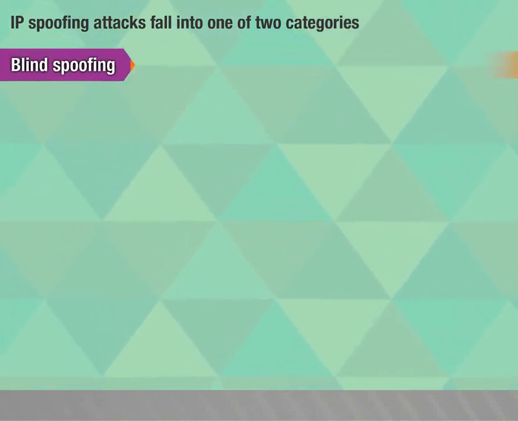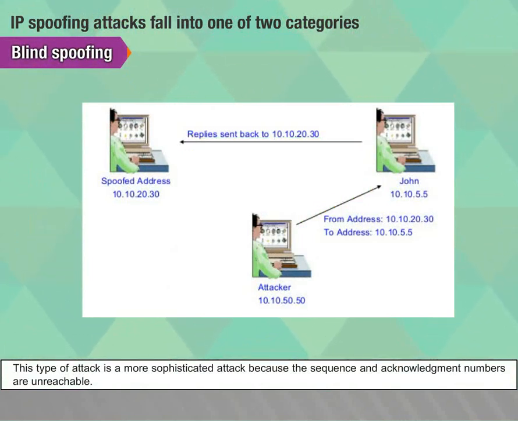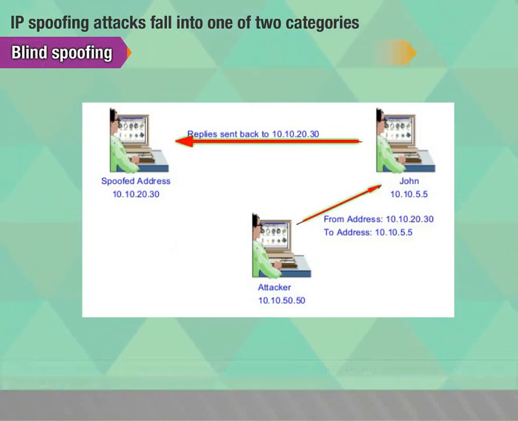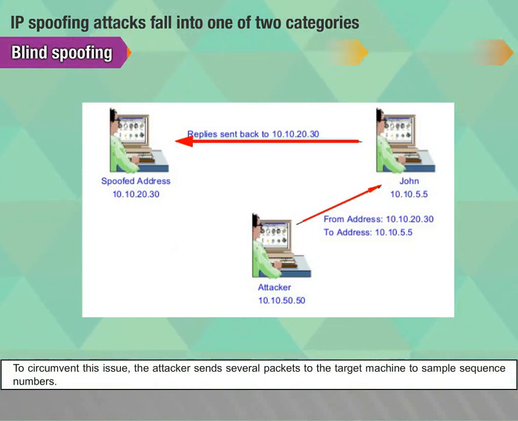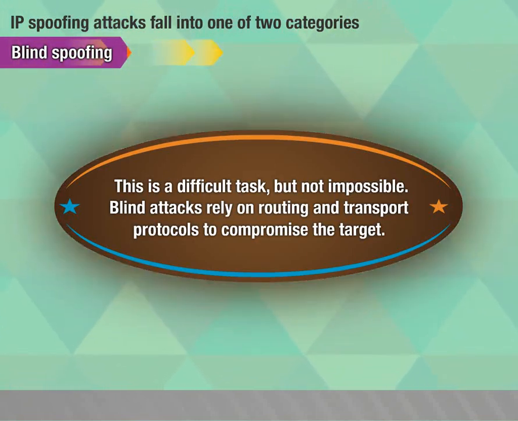Blind spoofing. This type of attack is a more sophisticated attack because the sequence and acknowledgement numbers are unreachable. To circumvent this issue, the attacker sends several packets to the target machine to sample sequence numbers. This is a difficult task but not impossible. Blind attacks rely on routing and transport protocols to compromise the target.